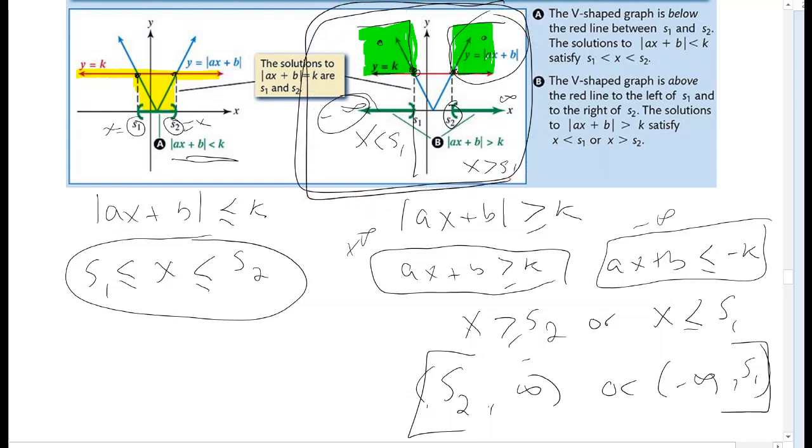Alright, and so that's the setup, and now we're going to go through and do some examples, and so the next video will be solving these types.